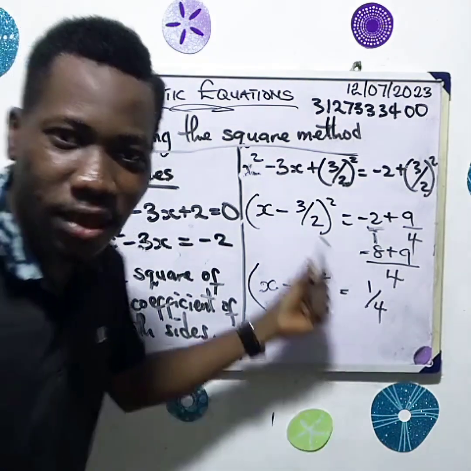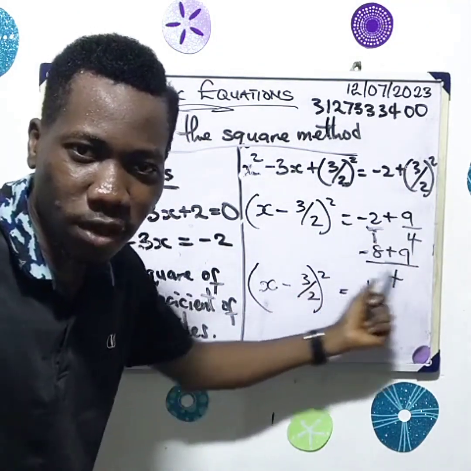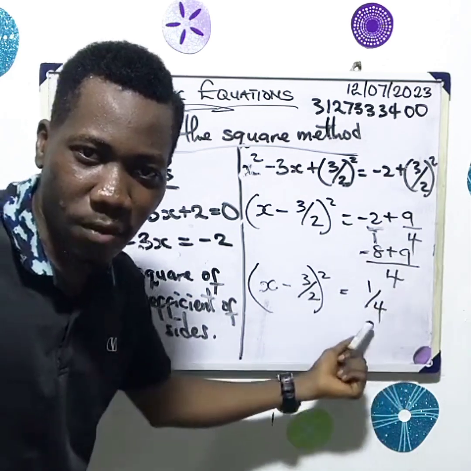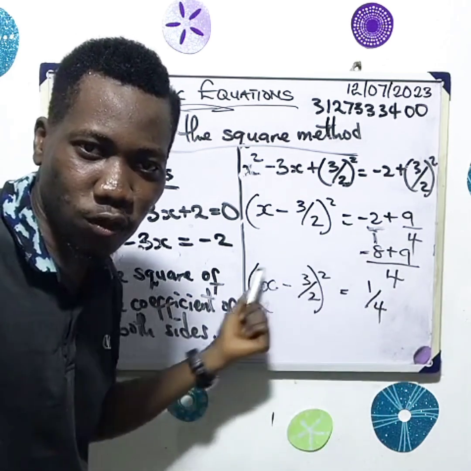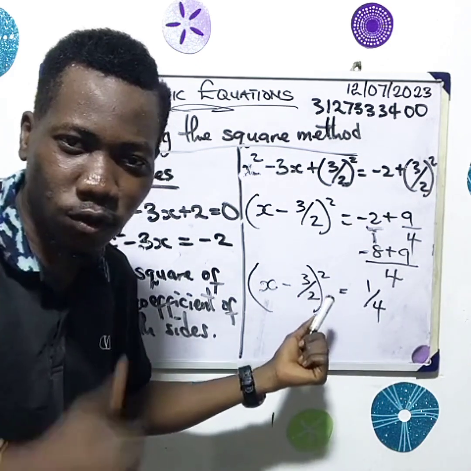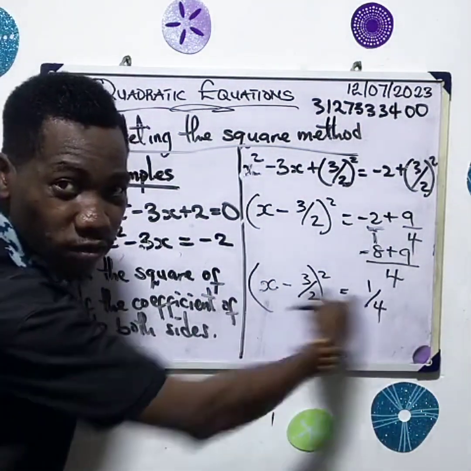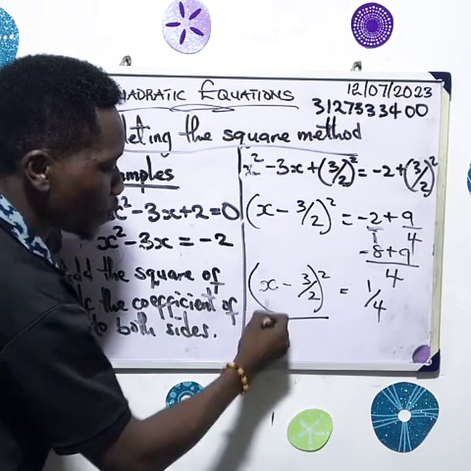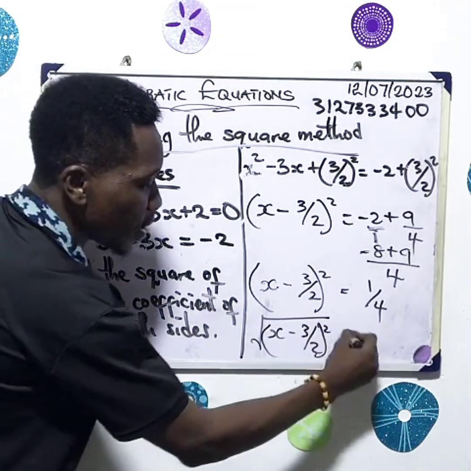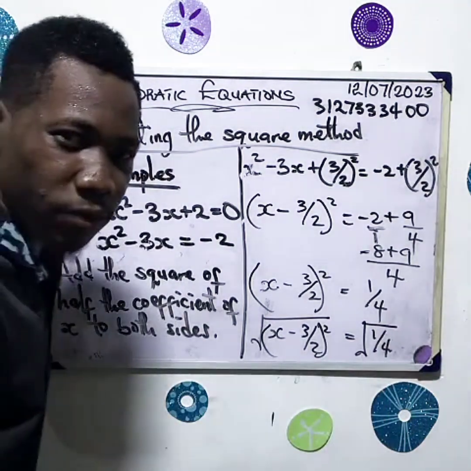What we have here, we brought it down. And what we have here, we have been able to solve it using the normal addition of fraction, LCM method. And we got 1 over 4. So now, what are we going to do here to deal with this square? Square root. Good, well done, square root. So now we're going to take the square root of both sides. So we have the square root of x minus 3 over 2 all squared equals the square root of 1 over 4.